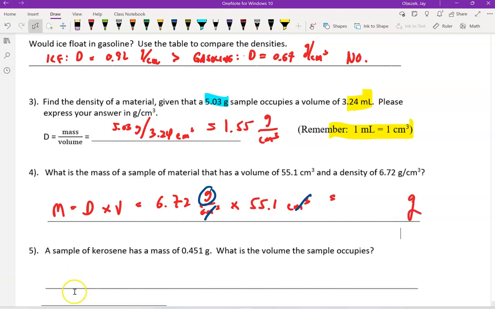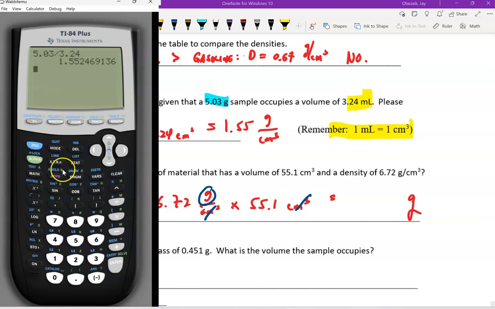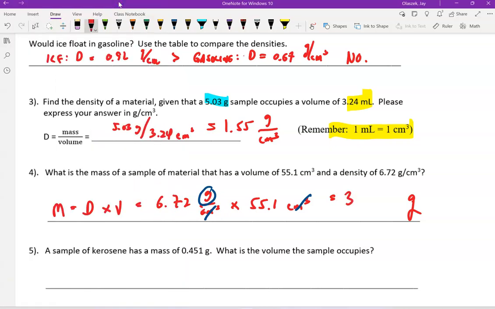Let's take our calculator, and we'll say 6.72 times 55.1, and here is our mass, 370.272. Feel free to round that, 370.3 grams.